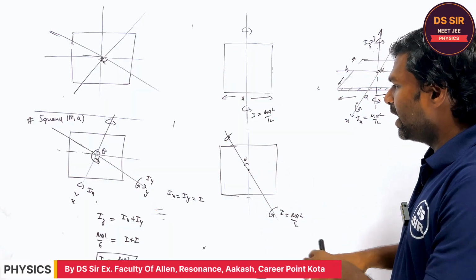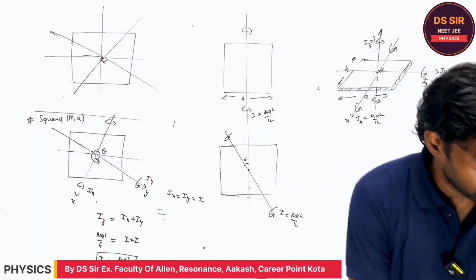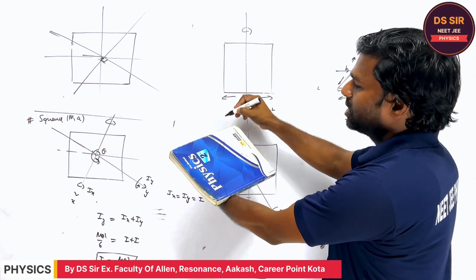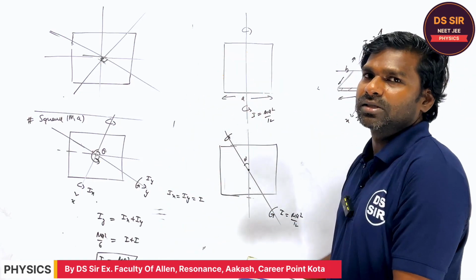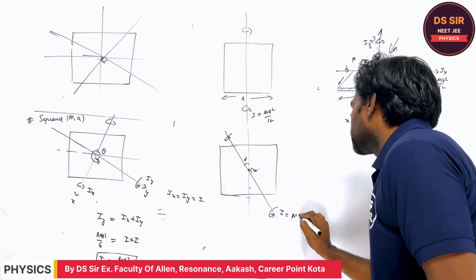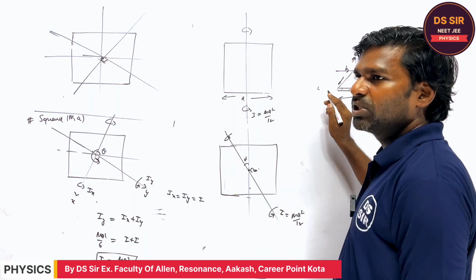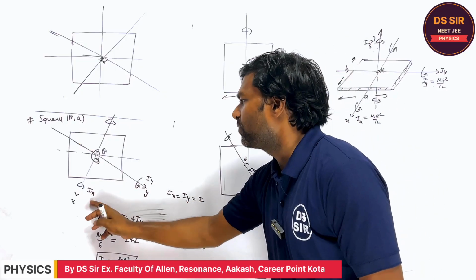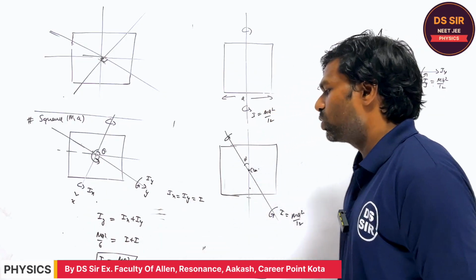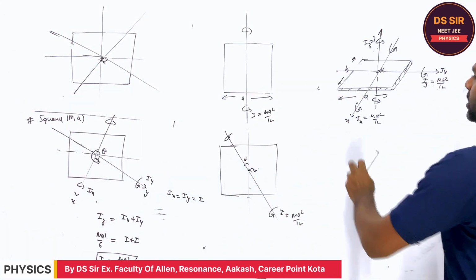If you choose any axis in the plane of the square, passing through the center of mass of the system, the moment of inertia is what? Ma square by 12. How? Because if we choose another axis perpendicular to this, both moments of inertia will be the same by symmetry, and applying the perpendicular axis theorem, you will get Ma square by 12. Copy this.